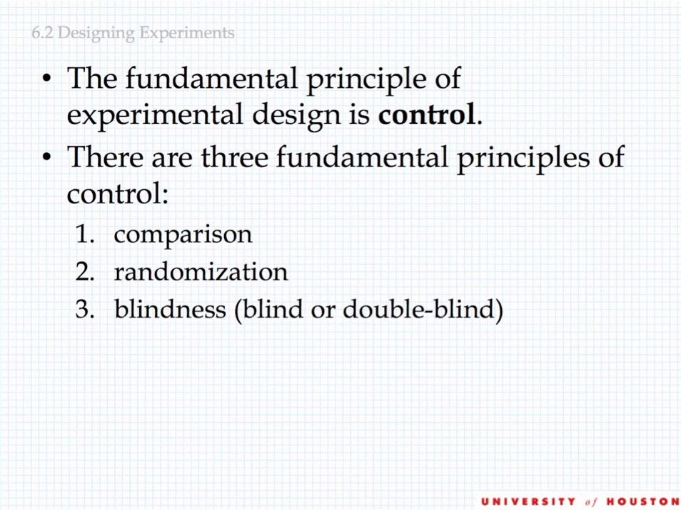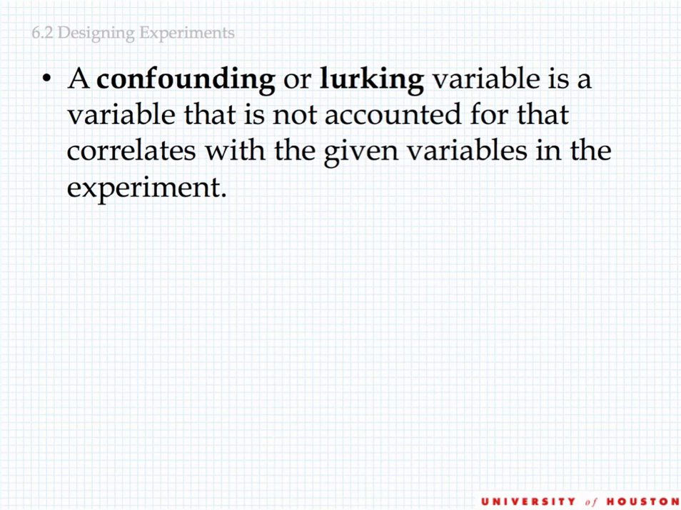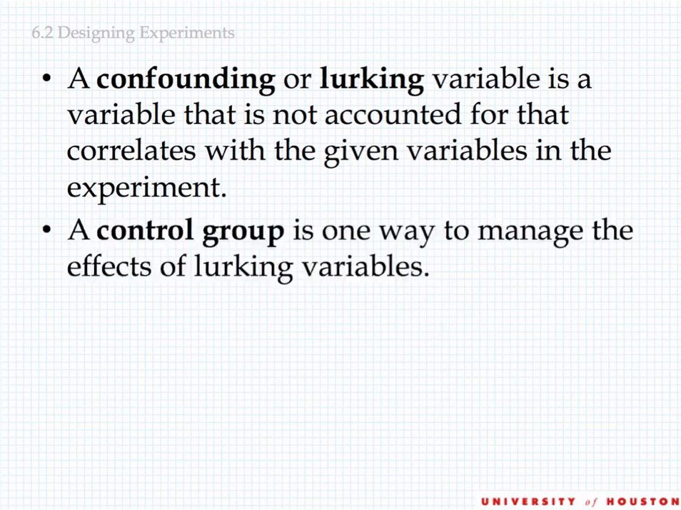Replication, or assigning a treatment to many units, is also very important. This will lower the variability of our outcomes. A confounding or lurking variable is a variable that is not accounted for that correlates with our given variables in the experiment. A control group is one way to manage the effects of lurking variables. A control group is a group that receives no treatment. We use it for comparison.